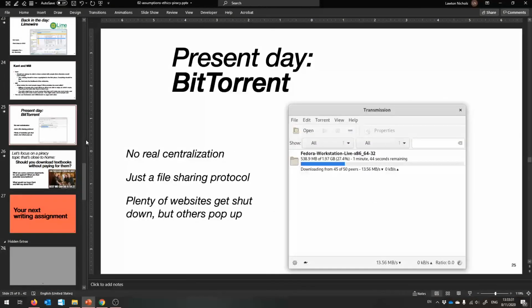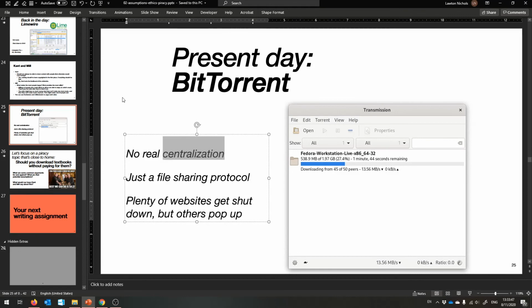All right, let's talk about the present day, and then we'll talk about your essay. So now we have this thing called BitTorrent, and I guess it was alive back then, but it's kind of the most popular file sharing way to do things currently. And there's no real centralization here.